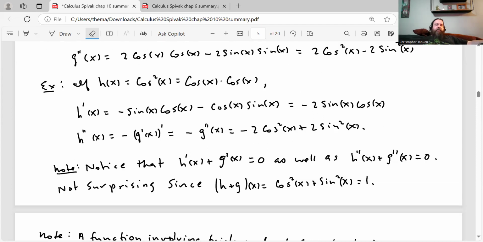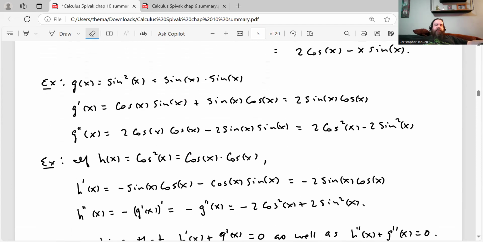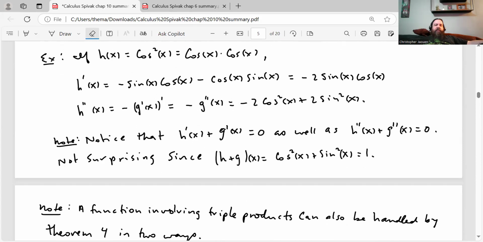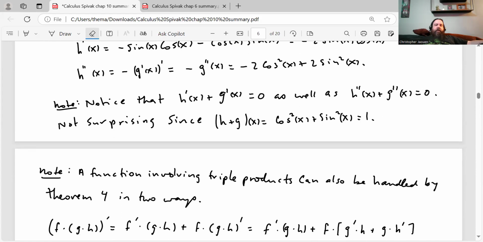Here he's talking about g of x being sine squared, and h of x being cosine squared. If you take the sum of the derivatives, you get 0, and the sum of the second derivatives, you get 0, which shouldn't be surprising since the sum of the two functions at x is cosine squared x plus sine squared x, which, if you remember from trigonometry, is always equal to 1, and the derivative of a constant function is always 0.